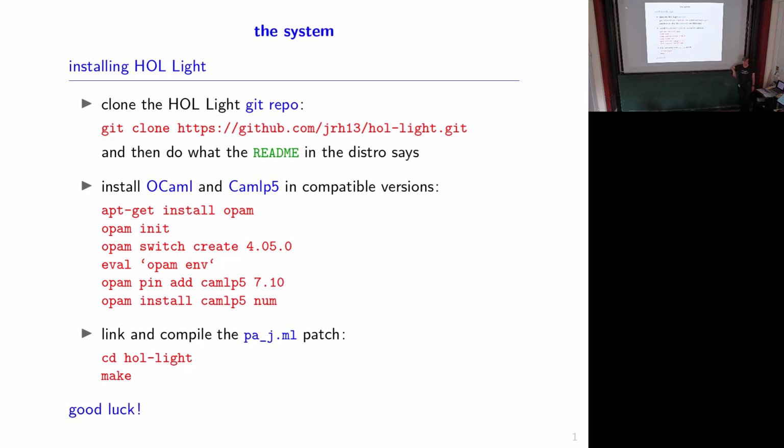John is a very good writer and he has lots of documentation and stuff. So this README explains lots of things. So basically what I say here should be in the README. And then you need to install a compiler for OCaml and a front-end for OCaml called Camlp5.